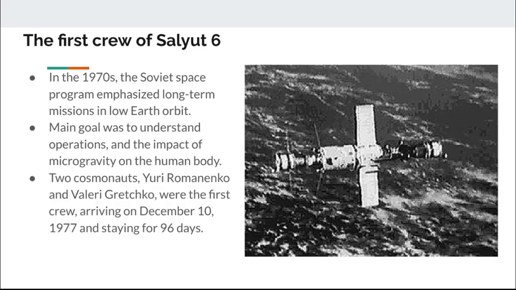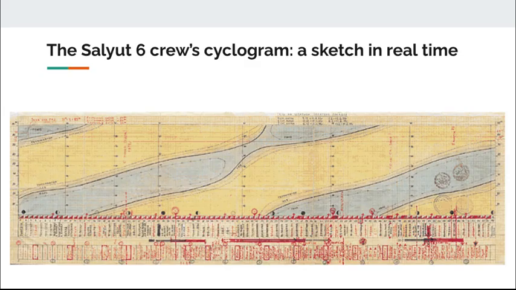This Salyut 6 was the first long-term manned space station that the Soviets sent up. And there were two cosmonauts, Yuri Romanenko and Valery Grechko, who were the first crew. They arrived on December 10th, 1977, and they stayed for 96 days, which was a record at the time. And they produced this cyclogram to document their time in space.